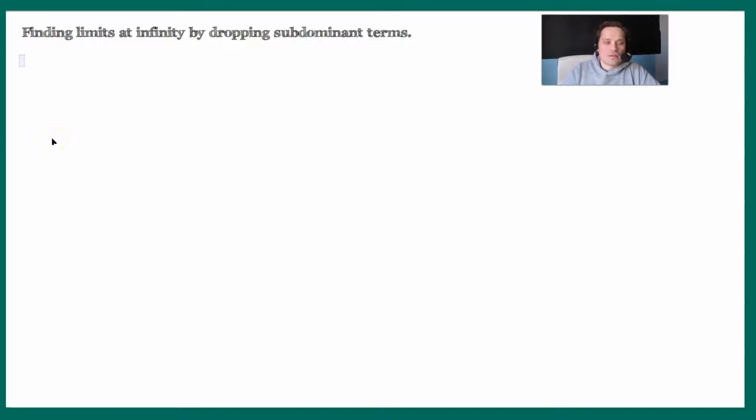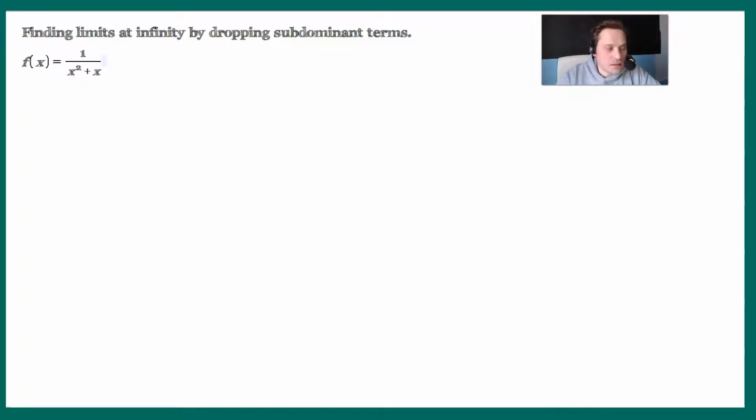Welcome, and in this one, let's take a look at finding limits at infinity by dropping subdominant terms. So what does that mean in practice? f of x is 1 over x squared plus x. We would like to know, in terms of a limit, when x goes to positive or negative infinity, which of the terms in the bottom, say in the denominator, has a bigger impact.